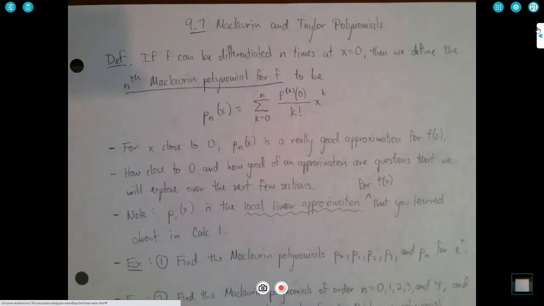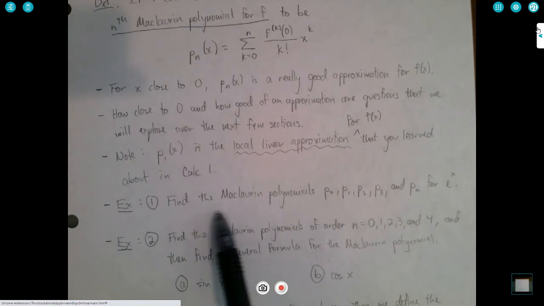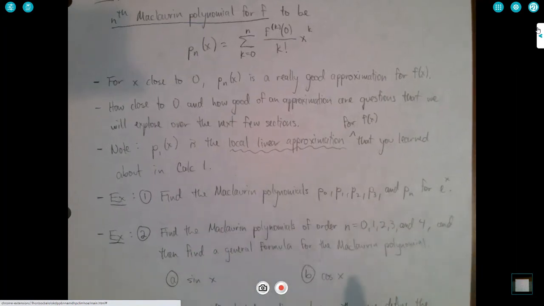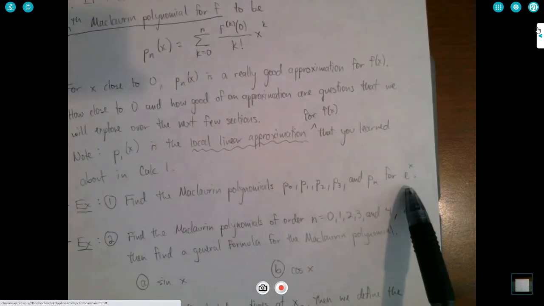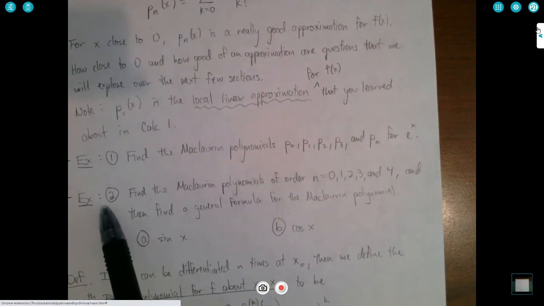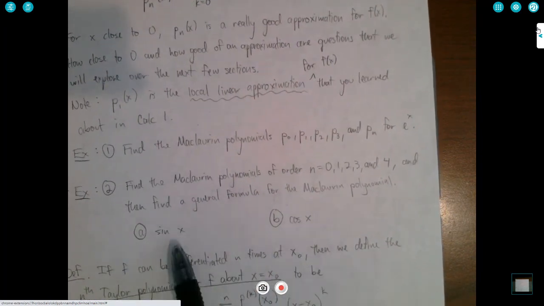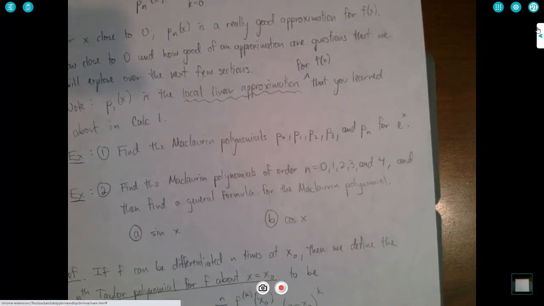So anyway, let's practice finding Maclaurin polynomials for some things. The first example we'll do is for e to the x, and in the second example we'll do this for sine x and cosine x. So these are some of the most common ones. So let's see if we can find the Maclaurin polynomials for those things.